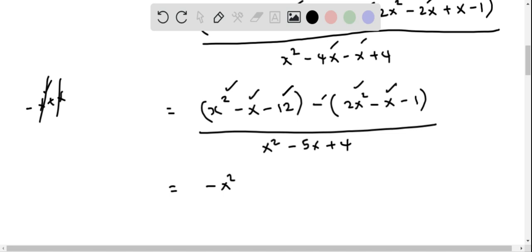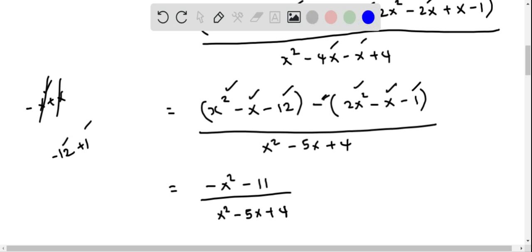And here we have negative 12. And this one is negative 1, but when you multiply with negative, it becomes positive 1. So negative 12 plus 1 is negative 11. So in the numerator, we have negative x squared, negative 11, and in the denominator, we have x squared, negative 5x plus 4. And so therefore, this is the simplified expression of the given expression.